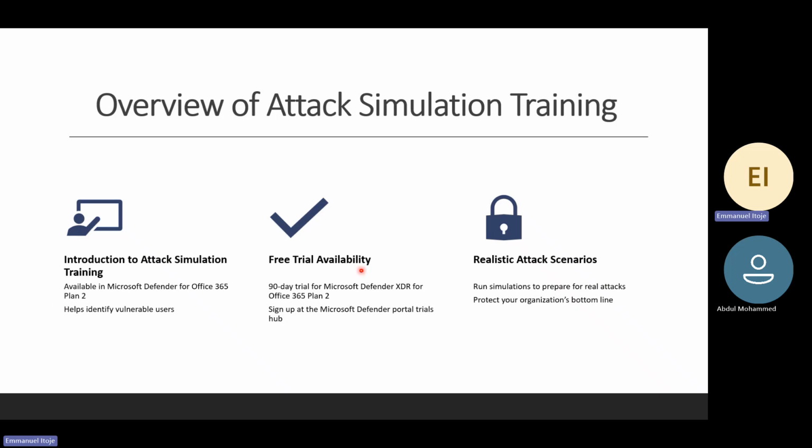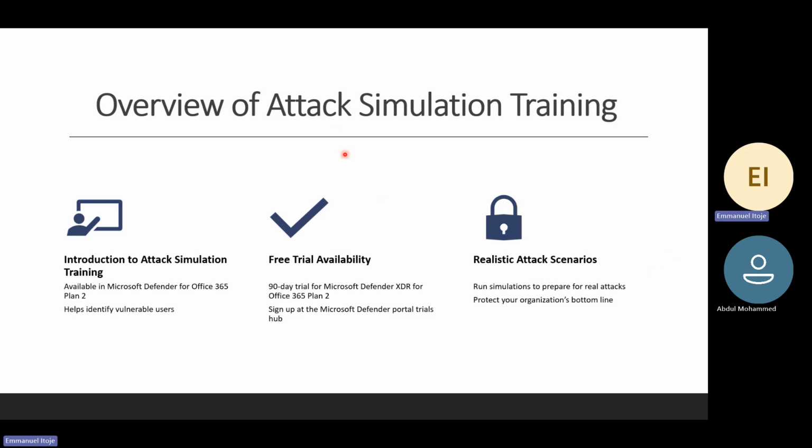Then for organizations that don't have this particular subscription, Defender for Office 365, there's a 90-day trial for Microsoft Defender for Office 365 Plan 2, right? So there's a trial that is available, and the trial is for 90 days. So an organization can actually try this particular feature if they want to see how it looks. Then signing up for the trial is still on the Defender portal, right? That's where they can sign up for the trial.